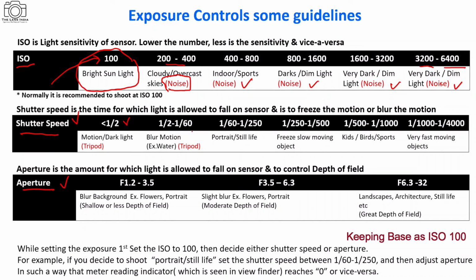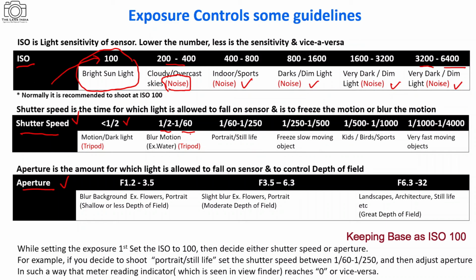If we want to blur the motion, if you recollect I have mentioned blur the motion or freeze the motion. So if you want to blur the motion of a moving object, we can set the shutter speed between 1 by 2 seconds to 1 by 60 seconds, so that whatever image you capture will get blurred.